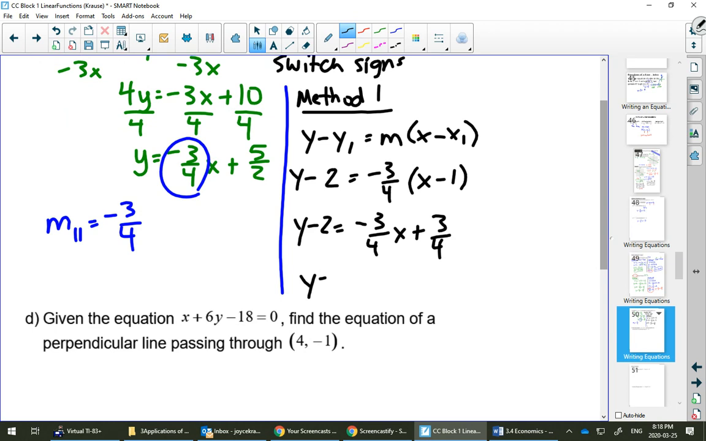Adding 2 to both sides, we've got y equals negative 3 over 4x, and 3 over 4 plus 2 gives us 11 over 4. So again, if you're doing that on your calculator, you're going 3 over 4 plus 2, and then you can math bracket from there.